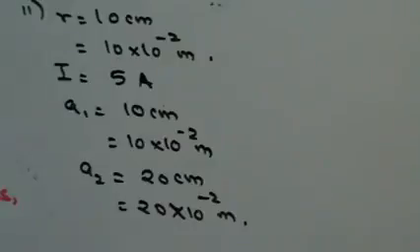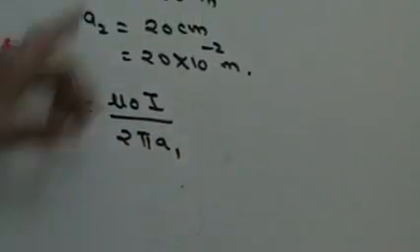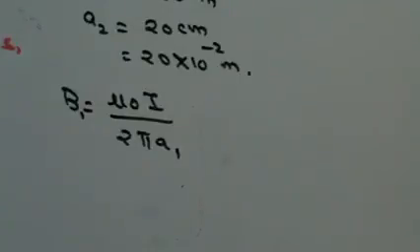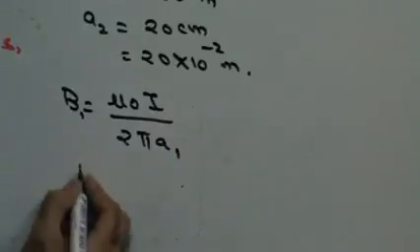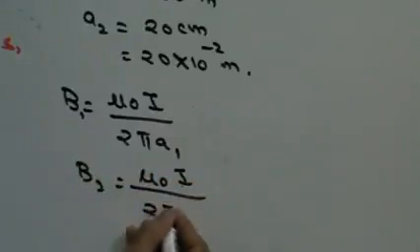Now, magnetic induction at a point along the axis is given by the formula mu 0 I upon 2 pi a. So, magnetic induction at a distance of 10 centimeters will be mu 0 I upon 2 pi a1. Similarly, magnetic induction at a distance of 20 centimeters will be mu 0 I upon 2 pi a2. Again, straightforward substitution of the formula and you should get the answer.